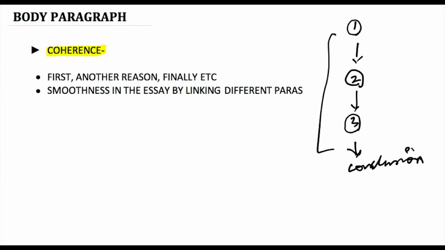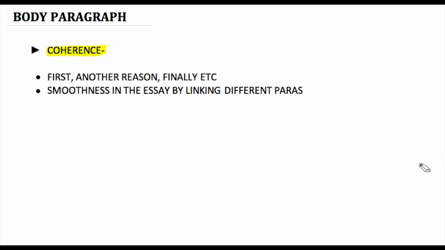This becomes very important because if your parts are not linked together, then the reader might find the essay okay, but lack of linkages will leave certain doubts in his mind. So what you have to do is, the easiest way to link is to use words like first, another reason, finally. For example, when you move towards the body of an essay, you say first, women empowerment is required because dash dash dash reasons.